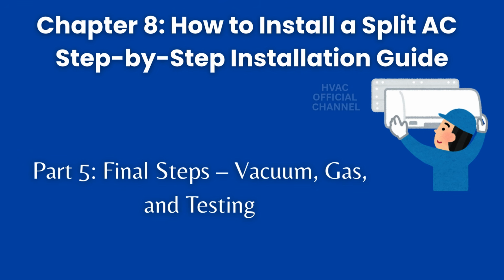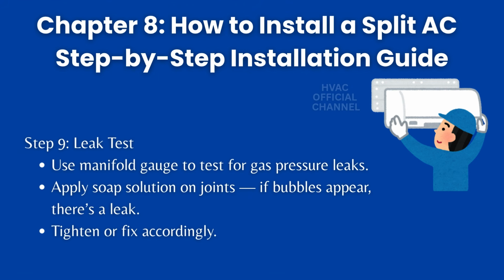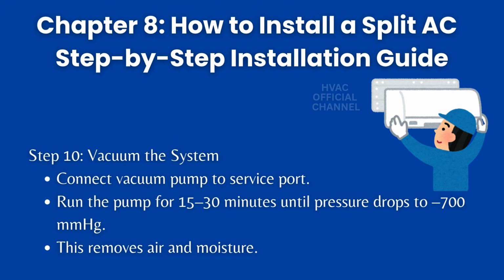Part 5. Final steps. Vacuum, gas, and testing. Step 9. Leak test. Use manifold gauge to test for gas pressure leaks. Apply soap solution on joints. If bubbles appear, there's a leak. Tighten or fix accordingly.